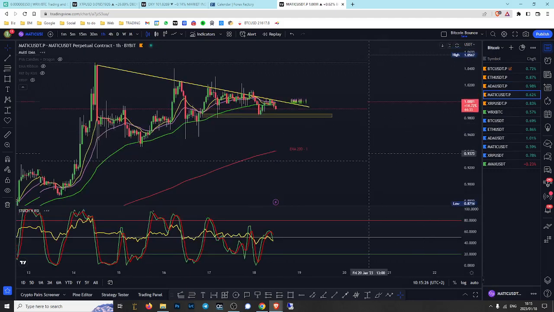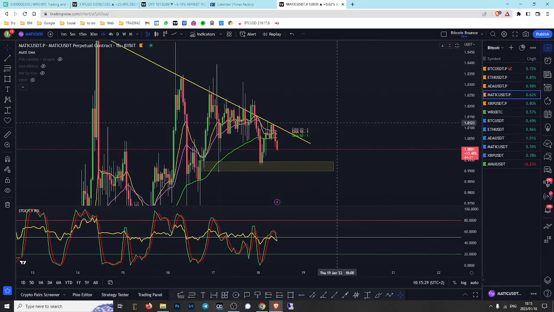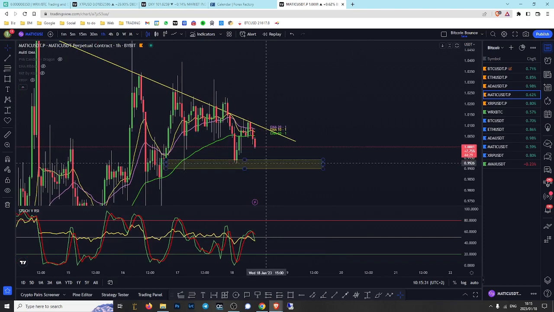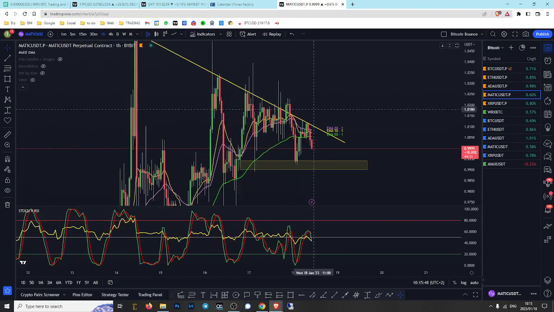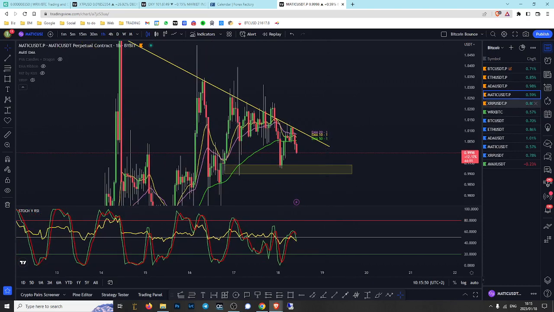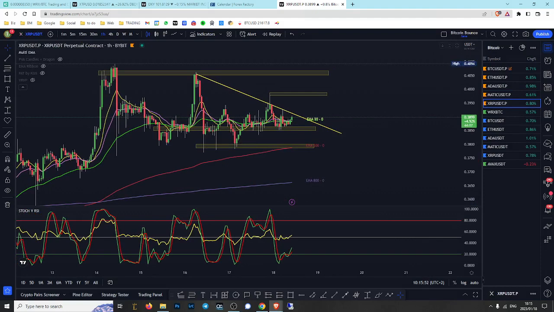Let's get down to MATIC. MATIC is also on that same trend line, and this is also the support level that I would want to come and hit. You can see on the stochastic 1 hour for MATIC, it looks like you could be lucky enough to hit the downside here, get into it there, and run it up to this area short term. So that is a potential upcoming trade there.